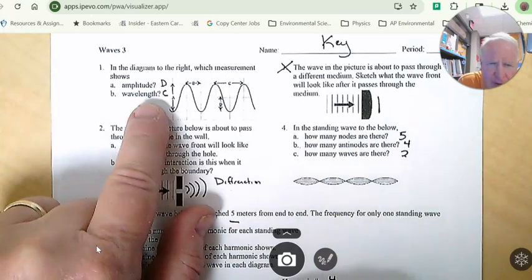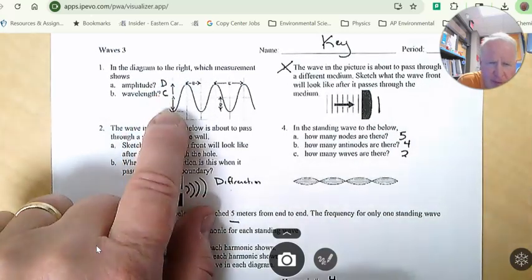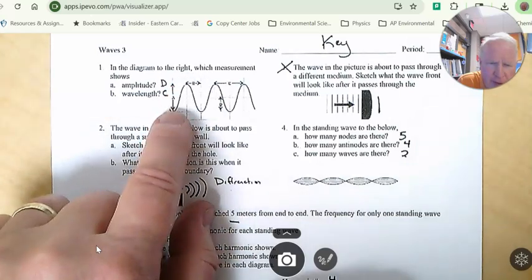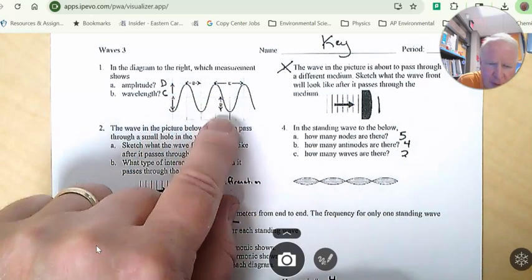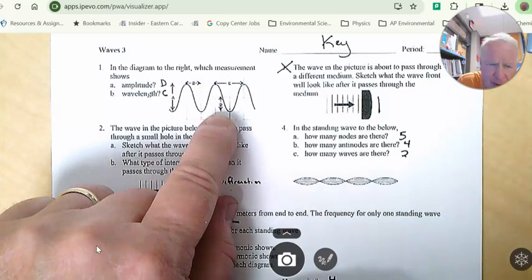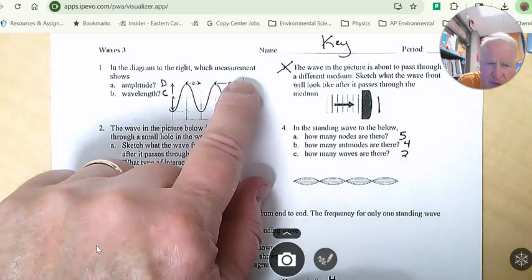So the amplitude, a lot of people think the amplitude is this, but remember the amplitude is 1/2 the high minus the low. So 1/2 the high minus low is this one right here, D. And then the wavelength would be the full crest to crest, C.